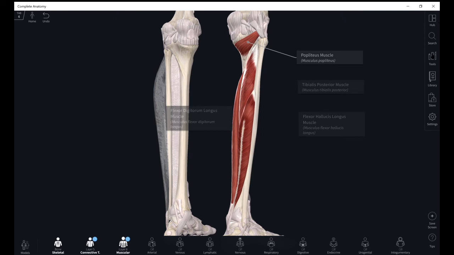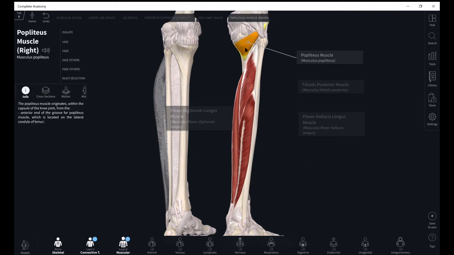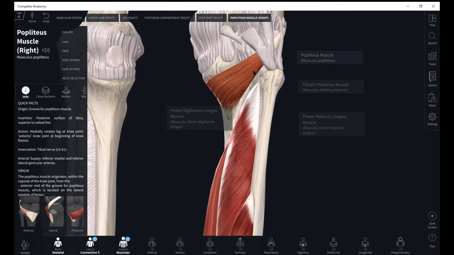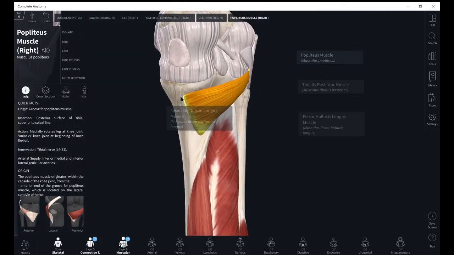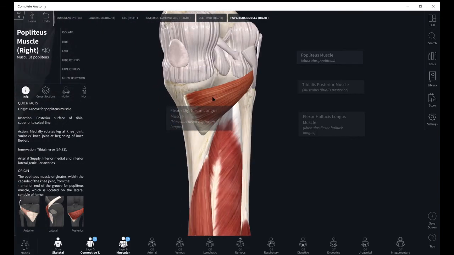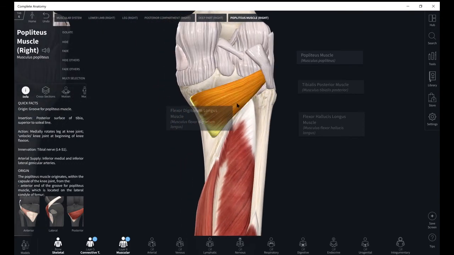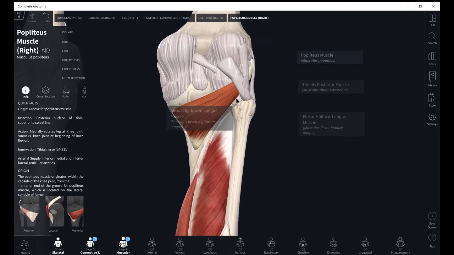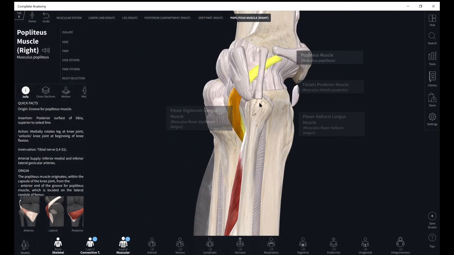And for the muscles of the deep posterior lower leg, here we'll look at flexor digitorum longus, flexor hallucis longus, popliteus, and the tib posterior. So let's start with popliteus. Let me get a nice zoom in here. So its origin is on the groove for the popliteus muscle on the tibia.